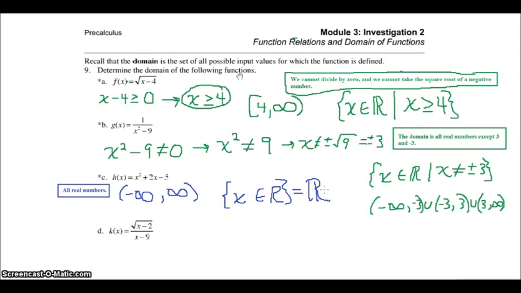And going back to our definition, any input value would work here. The domain is the set of all possible input values. And any number we can plug into that function and get a real number output.